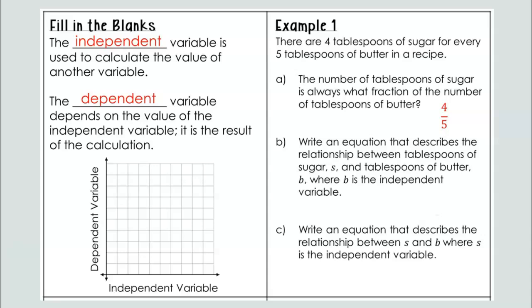Write an equation that describes the relationship between tablespoons of sugar and tablespoons of butter, where B is the independent variable. This would be the sugar, S, equals 4/5 of the butter. Write an equation that describes the relationship between sugar and butter, where sugar is the independent variable. So this would be B equals 5/4 times S.